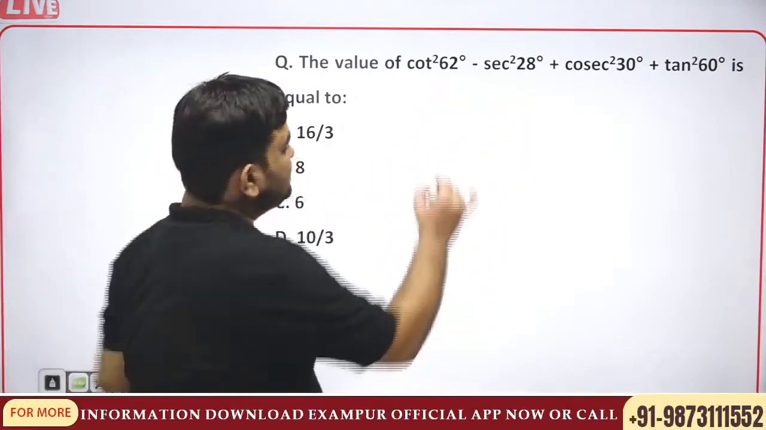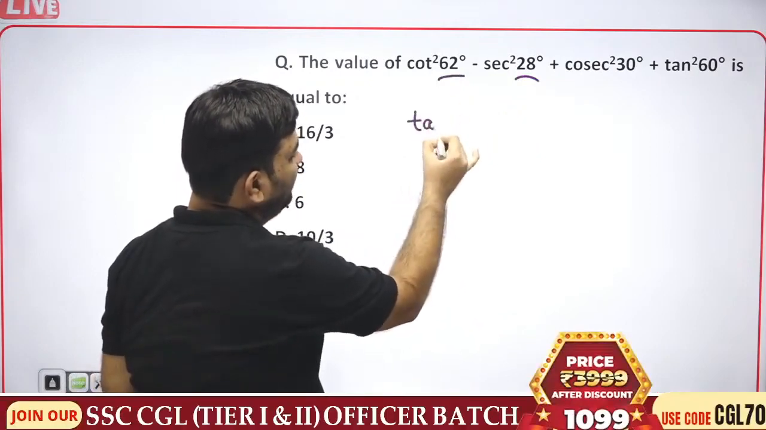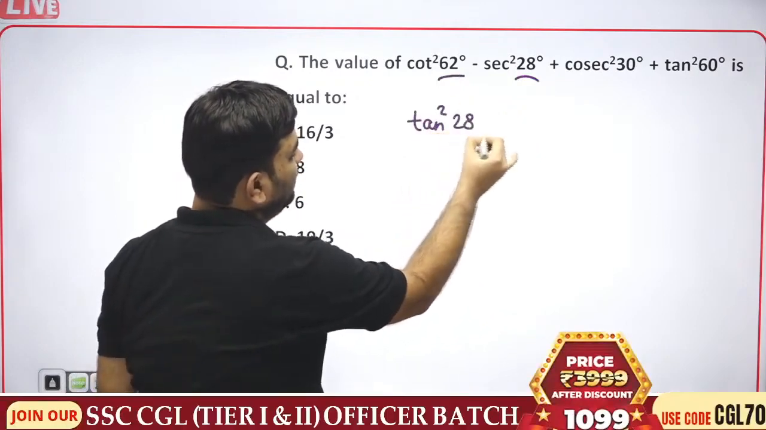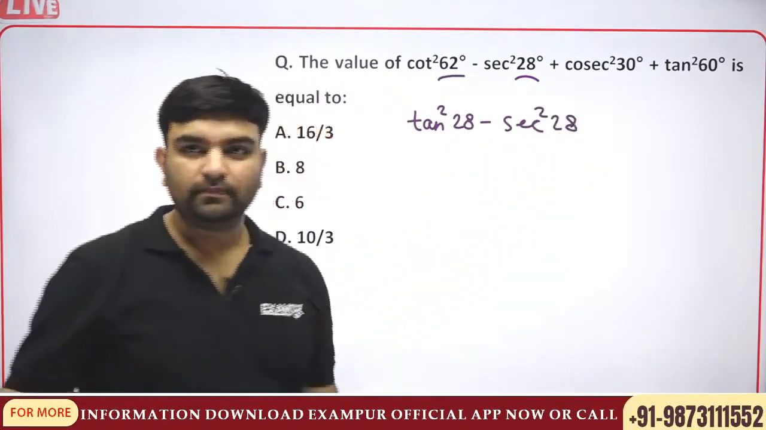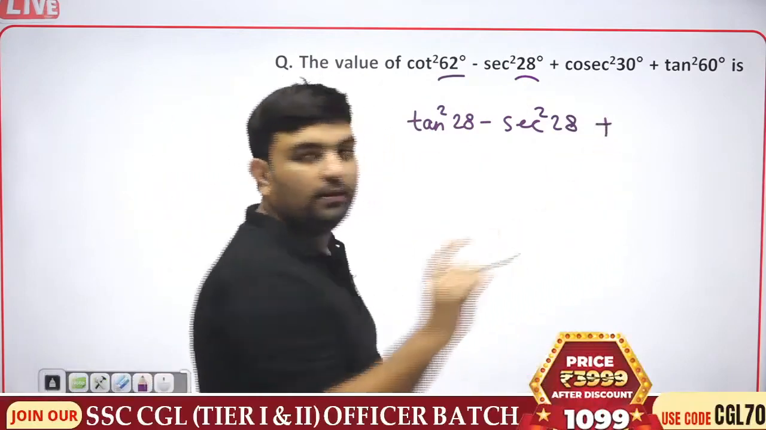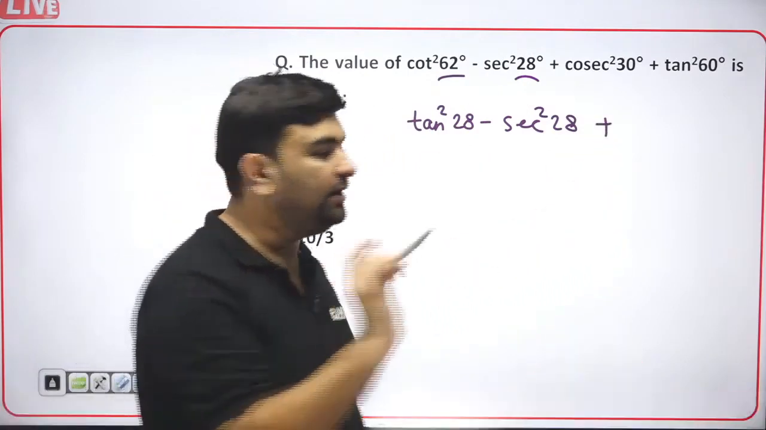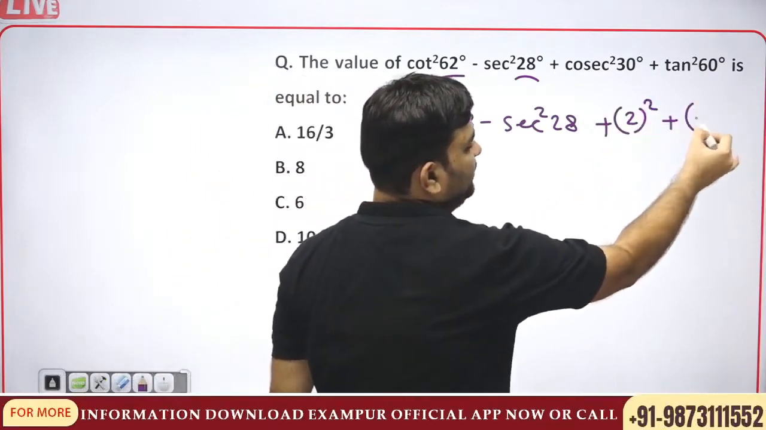Complementary, guys. 60 and 28 are complementary to each other, so cot can be converted to tan, as I just told in the previous question. Sin 30 is 1 by 2, so cosec 30 is 2. Tan 60 is root 3, so its square is 3.